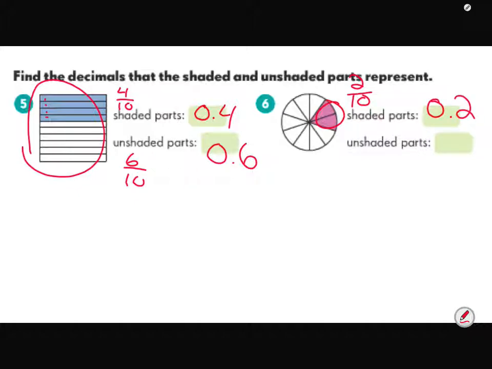And if 2 are shaded, I know that 8 must be unshaded because 8 plus 2 is 10. So the unshaded is 8/10. And again, I can check because if I add the shaded and the unshaded, then the whole thing will be covered. So 6 plus 4 is 10/10.